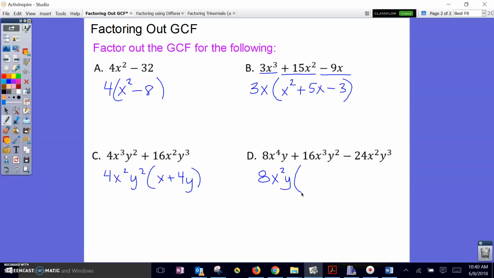8x squared y times what gives us 8x to the fourth y? It's going to be x squared. 8x squared y times what gives us 16x to the third y squared? That's going to be plus 2. We need 1x, and we need 1y. And then 8x squared y times what gives us minus 24x squared y to the third? We've got a minus 3 for the numerical portion. We've already got all the x's we need, and we need 2 y's, so we've got a y squared on there.